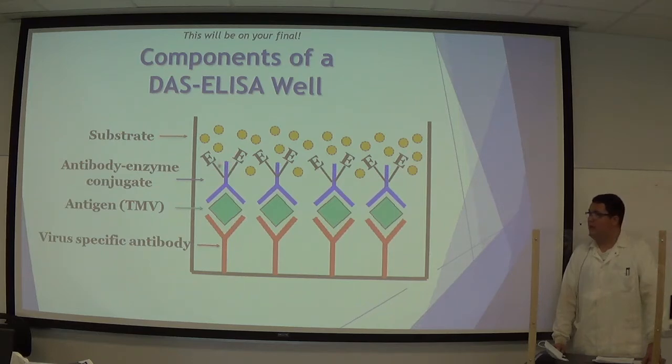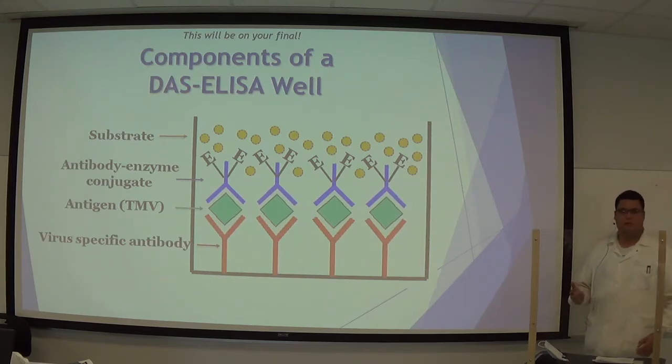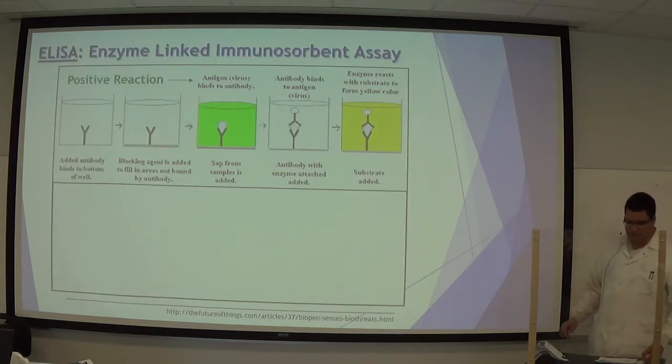So after we add the conjugate that has these enzymes, we then add a substrate. And this substrate is going to interact with this enzyme. And when you get that interaction, a reaction occurs because the enzyme is able to catalyze a reaction. That reaction is going to change the color of the solution, and that's how you'll be able to differentiate between a positive or negative sample. Let me show you what I mean.